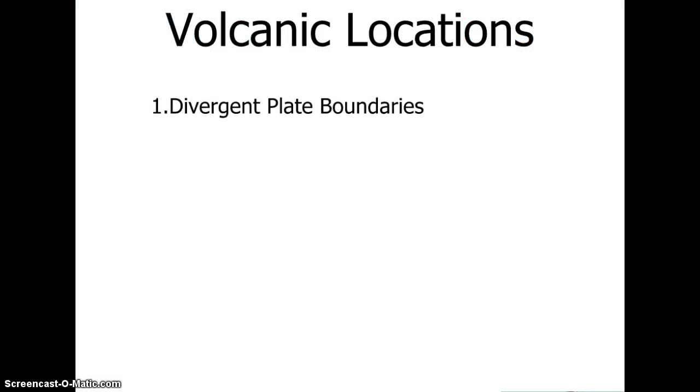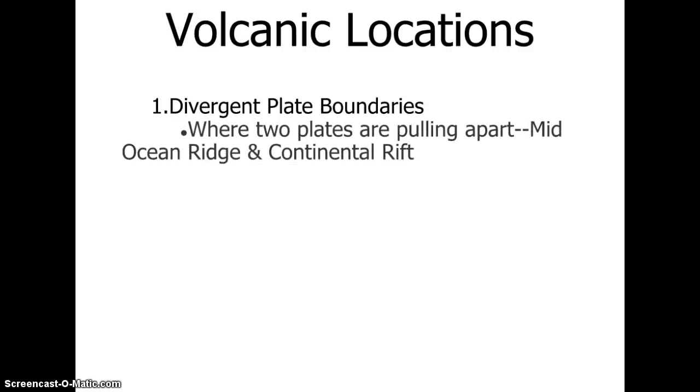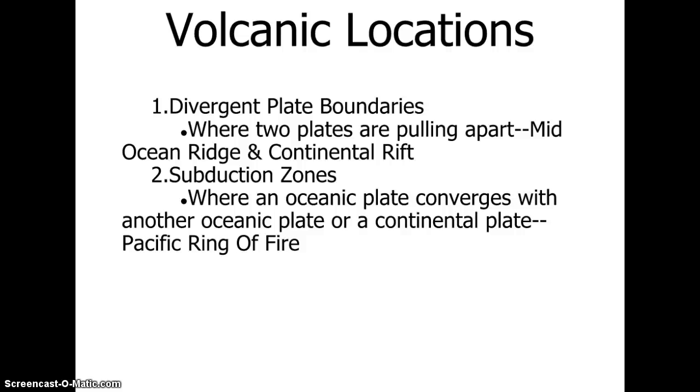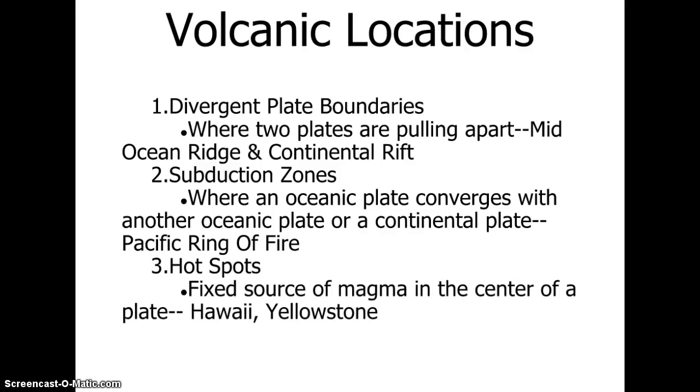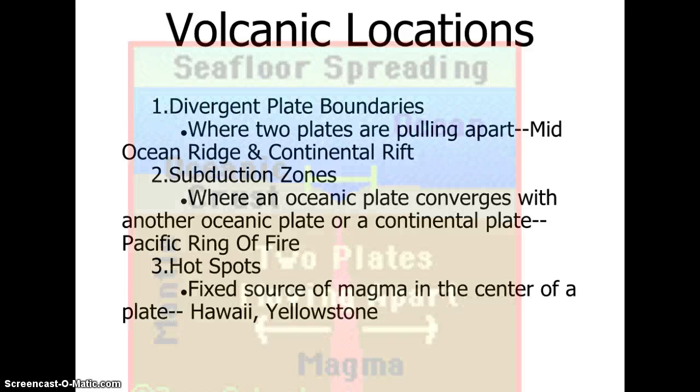We know that there are volcanoes at divergent plate boundaries. This is where two plates are moving apart at mid-ocean ridges or continental rifts. They also happen at subduction zones, which always involve an oceanic plate converging with another oceanic plate or a continental plate, and that's what's happening around the Ring of Fire. And then the final place is at hotspots. So that's a fixed source of magma in the center of a plate. The islands of Hawaii and Yellowstone are thought to be that.